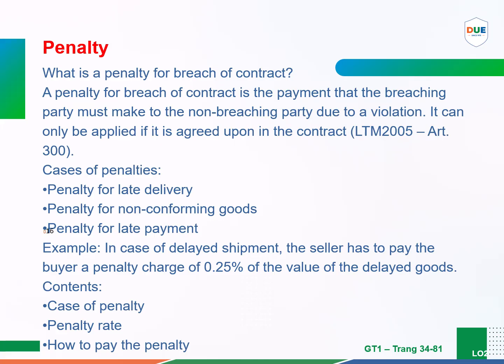Common cases include penalties for late delivery, penalties for non-conforming goods in terms of quality, quantity, or specifications, and penalties for late payment. For example, a contract may stipulate in case of delayed shipment, the seller has to pay to the buyer the penalty charge at 0.25% of the value of the delayed goods. This means that in the event of late delivery, the seller must pay the buyer a penalty equal to 0.25% of the value of the delayed goods. This provision helps compensate the buyer for part of the loss and pressures the seller to deliver on time.